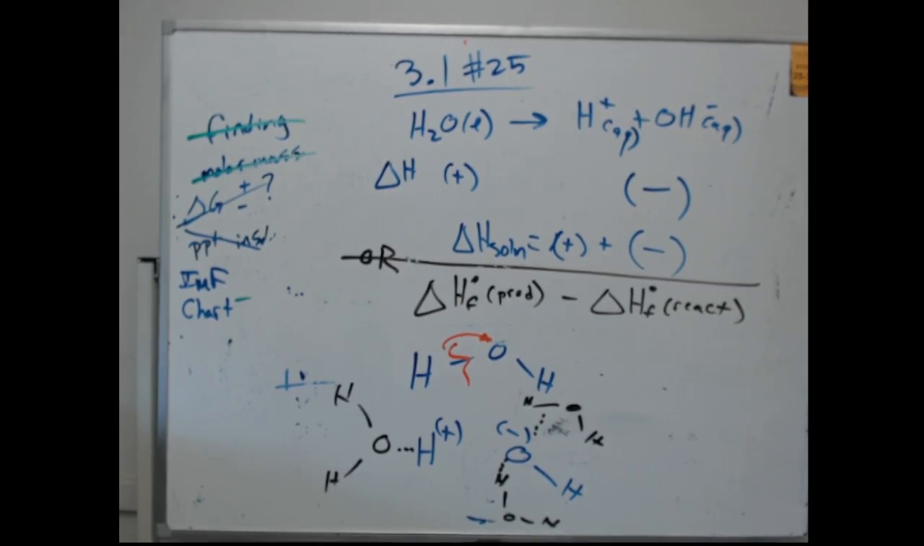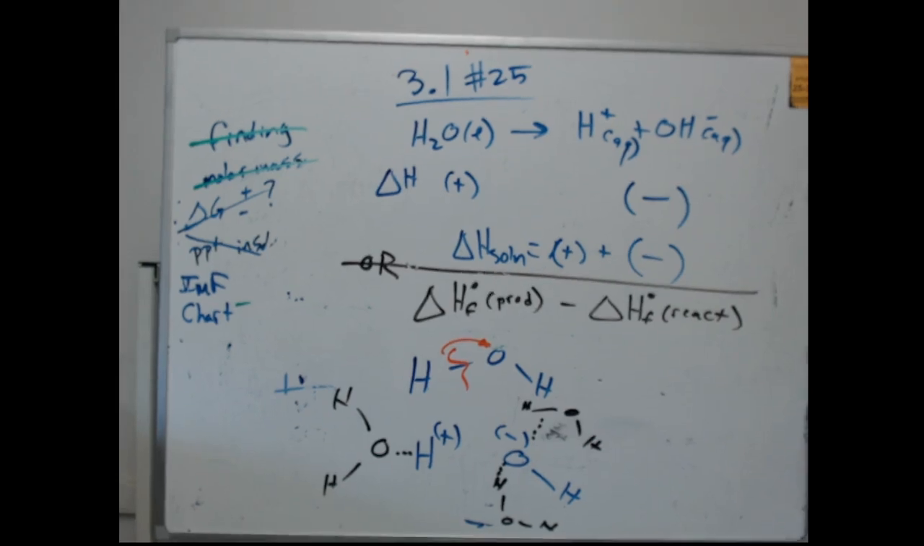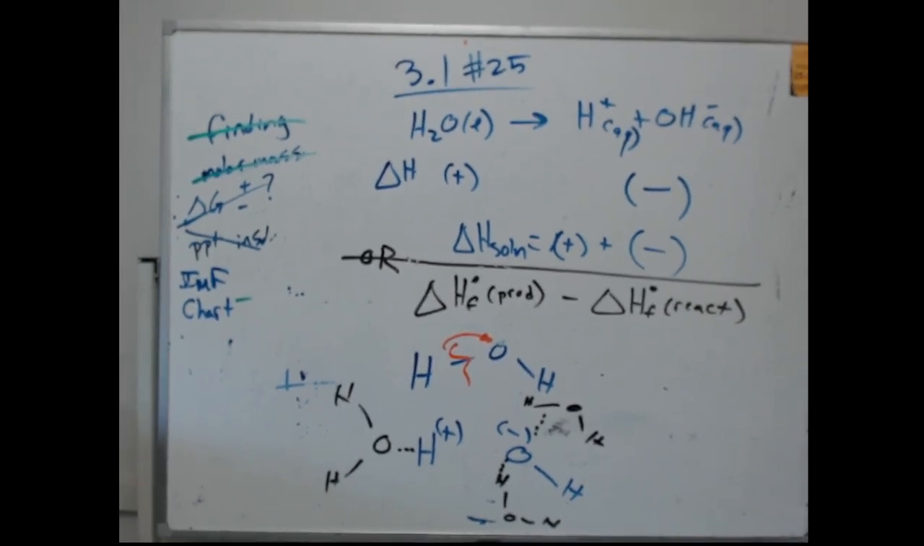It doesn't give us any other hints or tips. Can I read the problem real quick? Yeah. Okay, consider the chemical reaction H2O goes to H plus and OH minus. And it's got positive or negative as the only choices. Oh, or unknown.